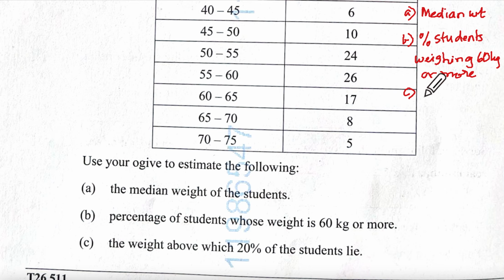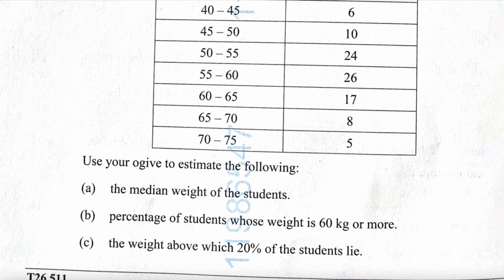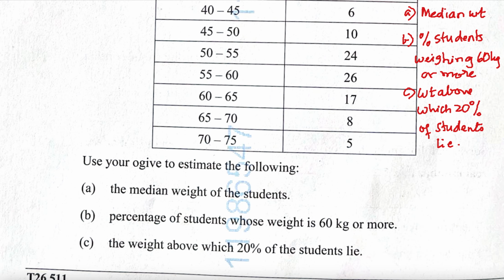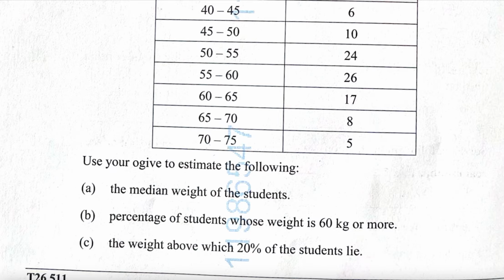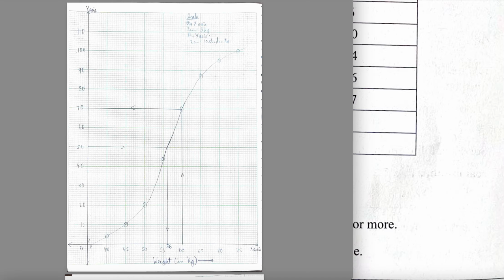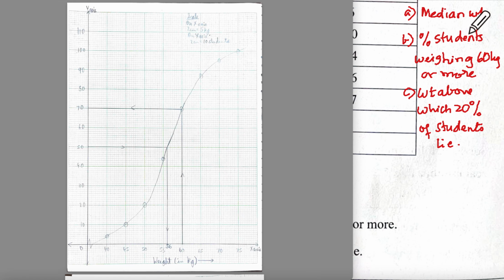And the next one is the weight above which 20% of students lie. Okay, so these are the 3 questions. Oh, why did I do this? So let us look at, yeah, this is the ogive that has been in front of us.